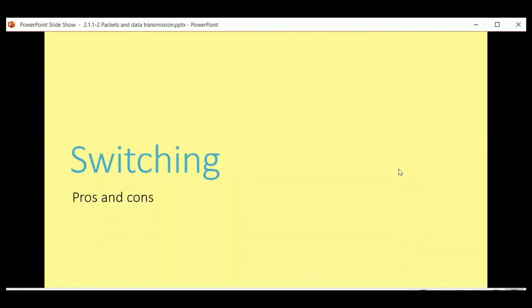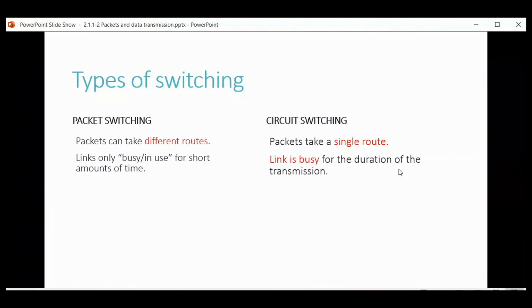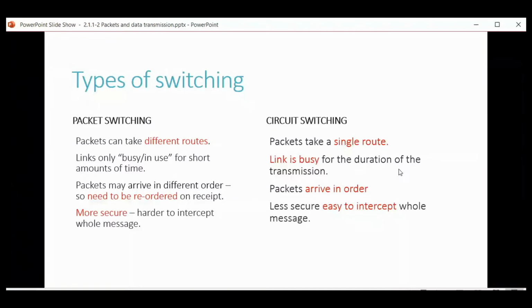Now, pros and cons: packet switching takes different routes, single route for circuit. With packets, the links become busy only for relatively short amounts of time, so that lets us better use our network, whereas with circuit switching, the links are busy all the time. Packet switching, we need to reorder. Circuit switching, we don't. Packet switching is more secure, just inherently, because you can't sit on a link and watch all of the communication unless it's the one that connects your computer to the ISP.